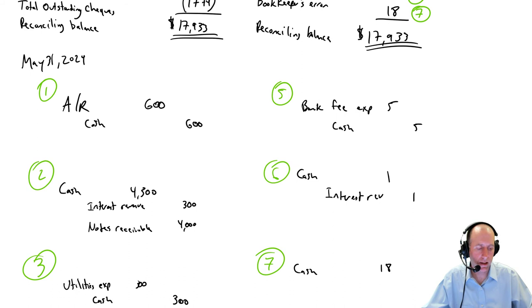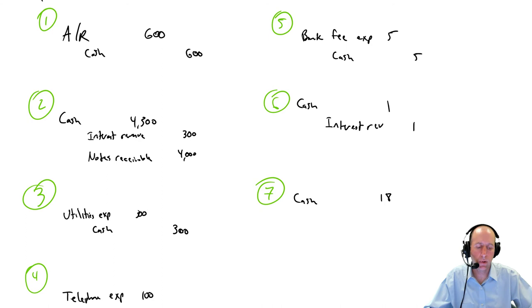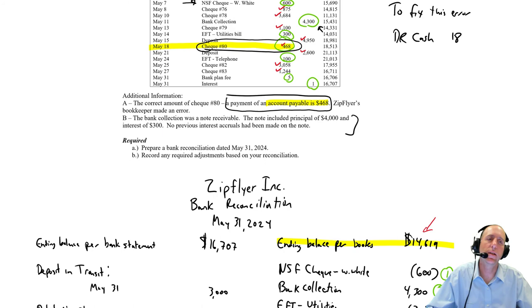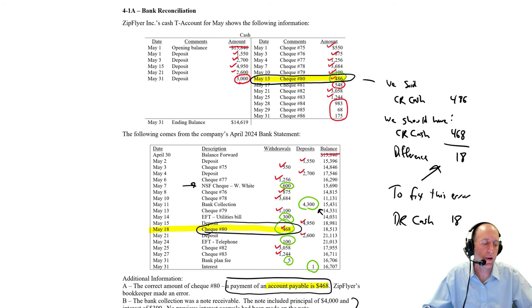And last but not least, the bookkeeper's error. Let's read this again. The correct amount of check number 80, payment of an account payable, is 468. Okay, so the key there is given, a payment of an account payable. So back when we said credit cash 486, the debit that went with it was debit AP 486, right? It's a payment of an account payable. So that's what we did. And what we should have done was credit cash 468 and debit AP 468.